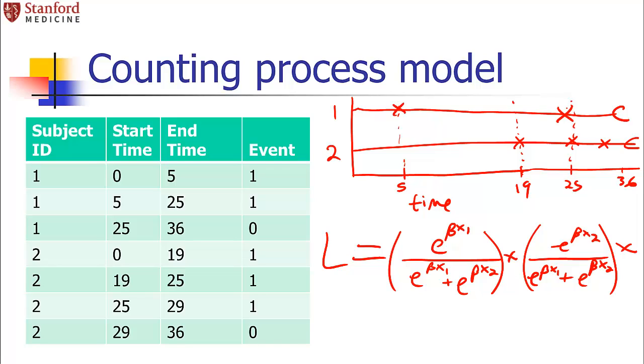At 25 months into the study, both subject 1 and subject 2 are having the event. We'd have to put in the likelihood a way to account for ties. We'd have to do one of those methods for accounting for ties. But we'd again have another term in the likelihood which would allow both subject 1 and subject 2 to have the event.